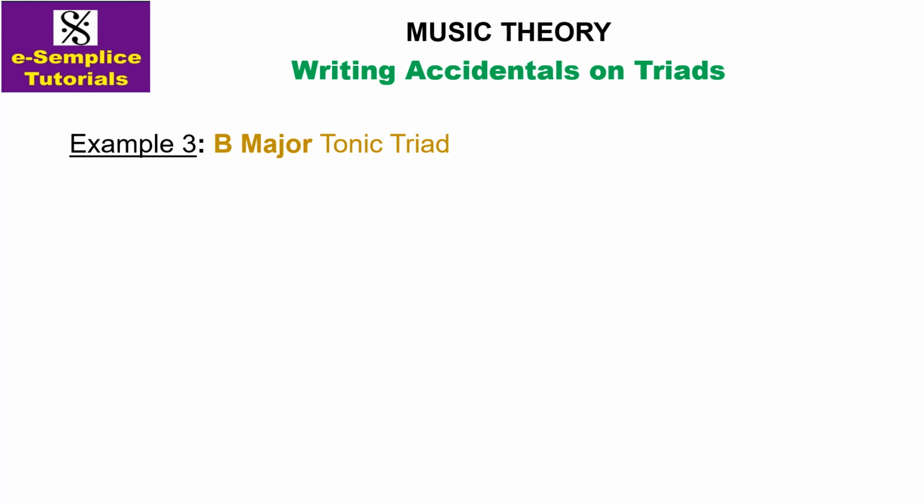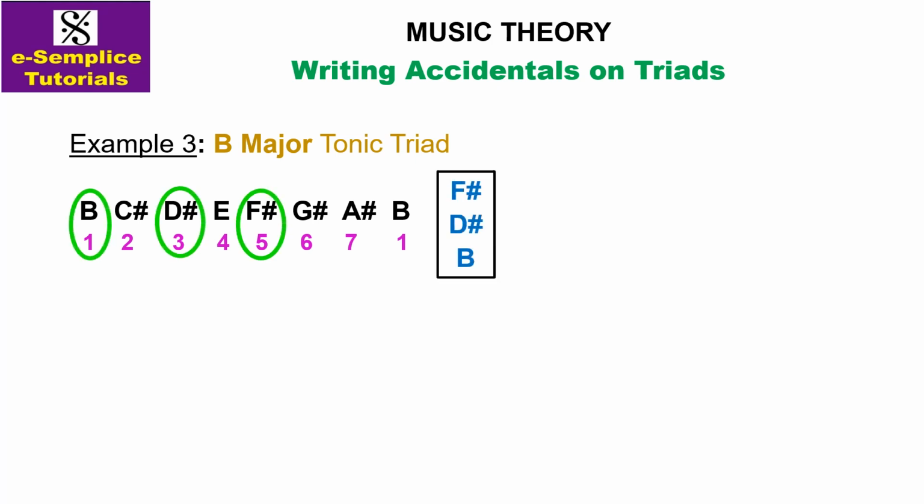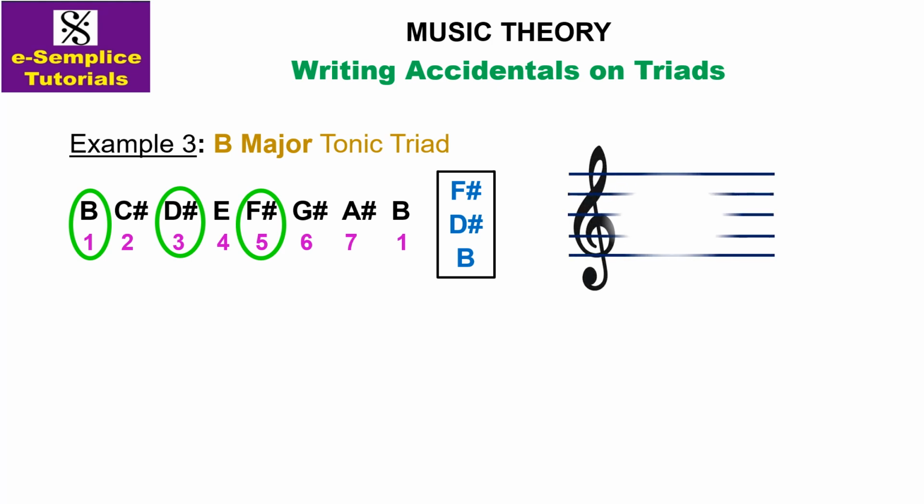Example 3. We are still looking at scenario 2, where two of the notes of the triad have accidentals. Let's look at B major tonic triad. As usual, the tonic, the third, the fifth stack. The three notes first, B, D, and F.